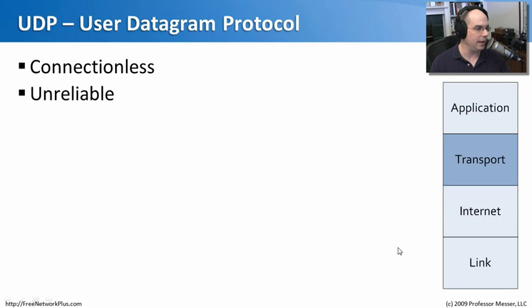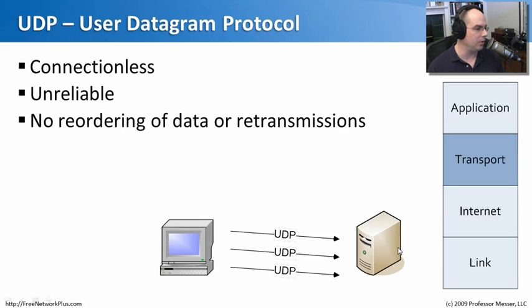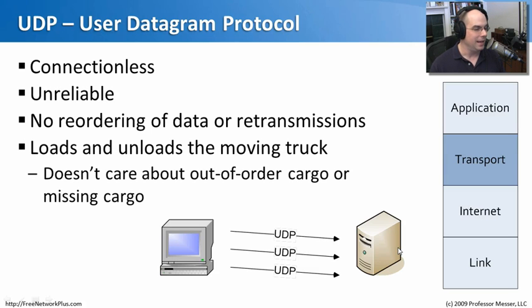At this transport layer, we call this an unreliable protocol. There's no reordering of data. If it comes in out of order, that's too bad. We've missed it. If there's data that wasn't received, UDP does not ask for a retransmission. It's very simple about that. It doesn't care about the data being out of order. Again, it's in charge of loading and unloading, but that's it. If it doesn't receive something, it doesn't send a message back to the other side saying, please send another moving truck. It simply decides, well, I missed it.